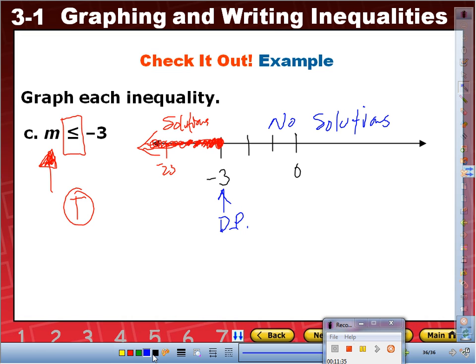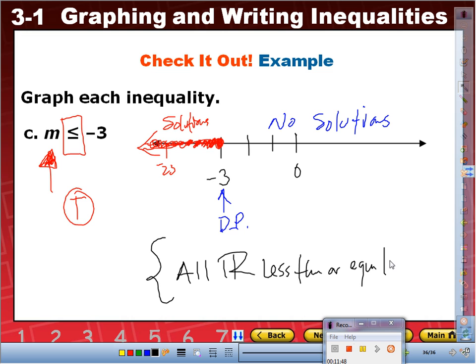Okay, and how do we write our solution set? Solution set is all real numbers, and it says what? Less than or equal to -3. Okay? All right, which brings us to some word problems.